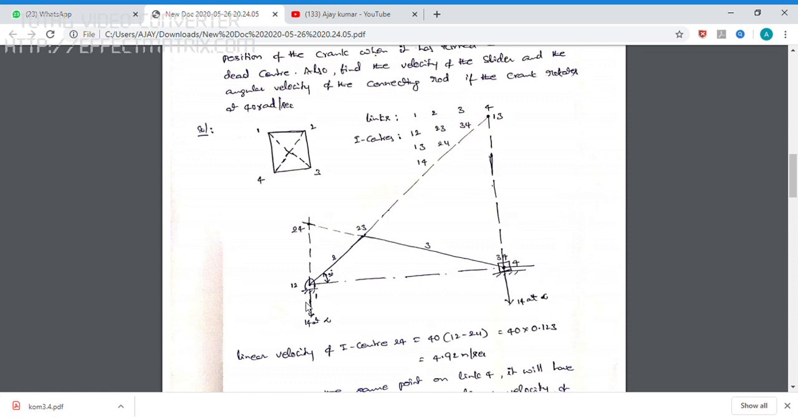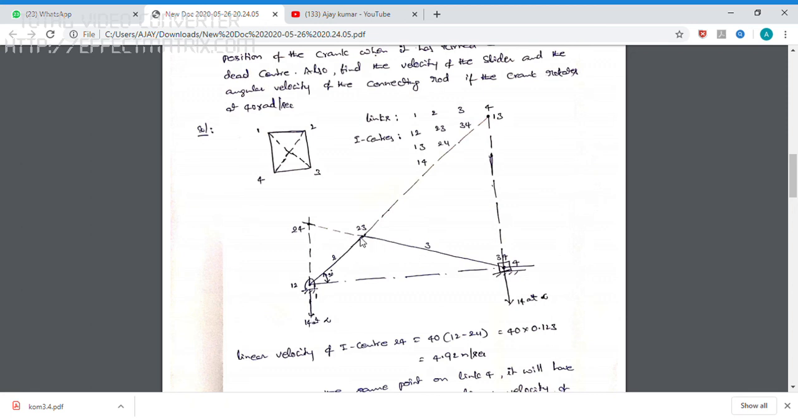Why did you write here, sir? You may have some doubt. Link 1 is the fixed one and this fourth is the sliding one. It has a horizontal motion. That's why here also I constructed 1-4. Along the same line, there is horizontal motion. That's why at this particular point also I constructed it.